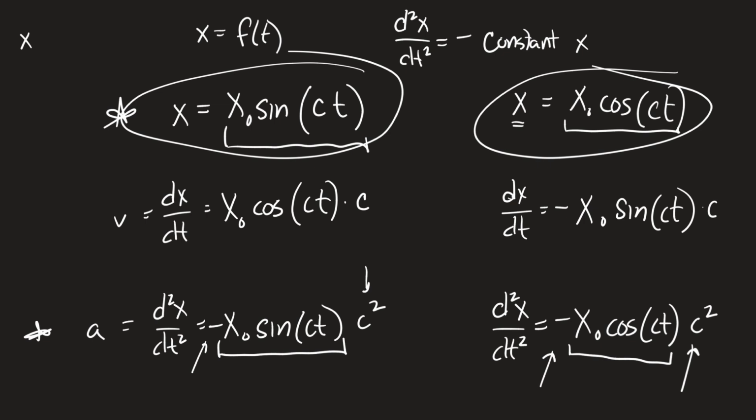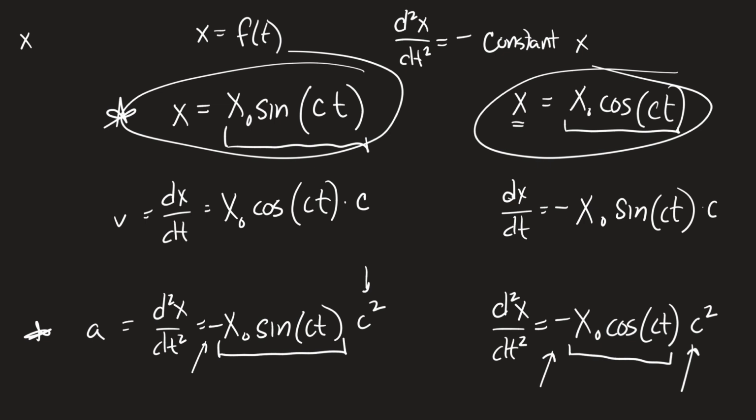So for our experience, cosine works better for position than sine, because it represents how we start an oscillator into motion. We give it an initial displacement, and then it begins oscillating thereafter. Does that make sense? That's why I think we should choose cosine.